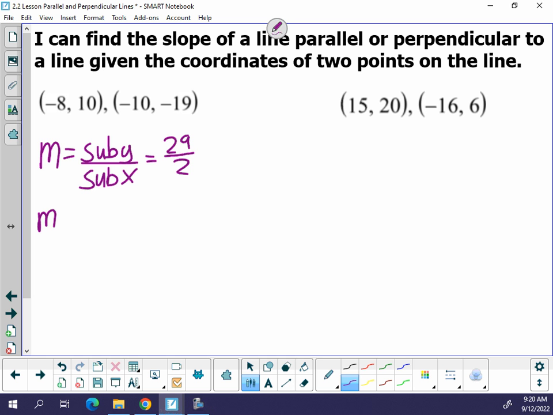Parallel lines have the same slope. Let me give you some more notation. These 2 little lines mean parallel. So my parallel slope is going to be the same.